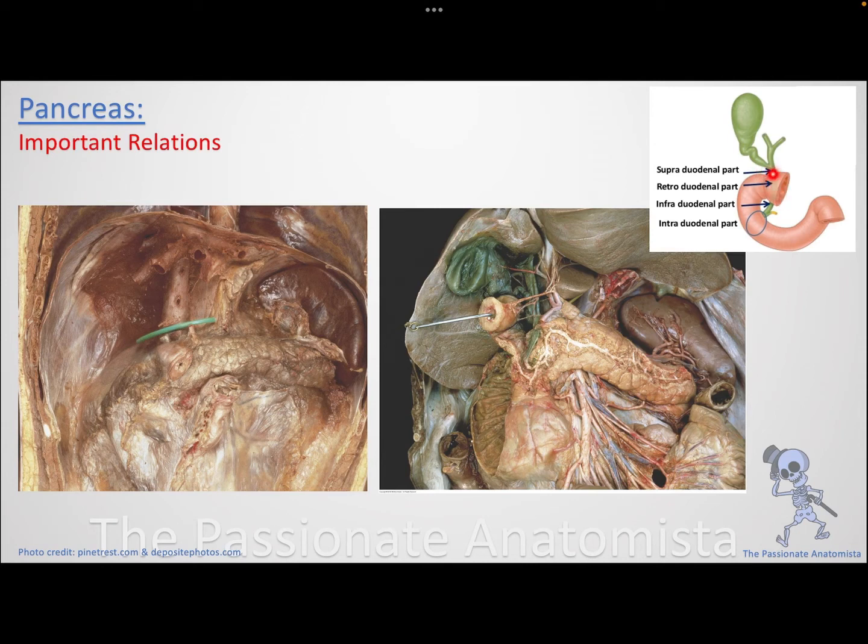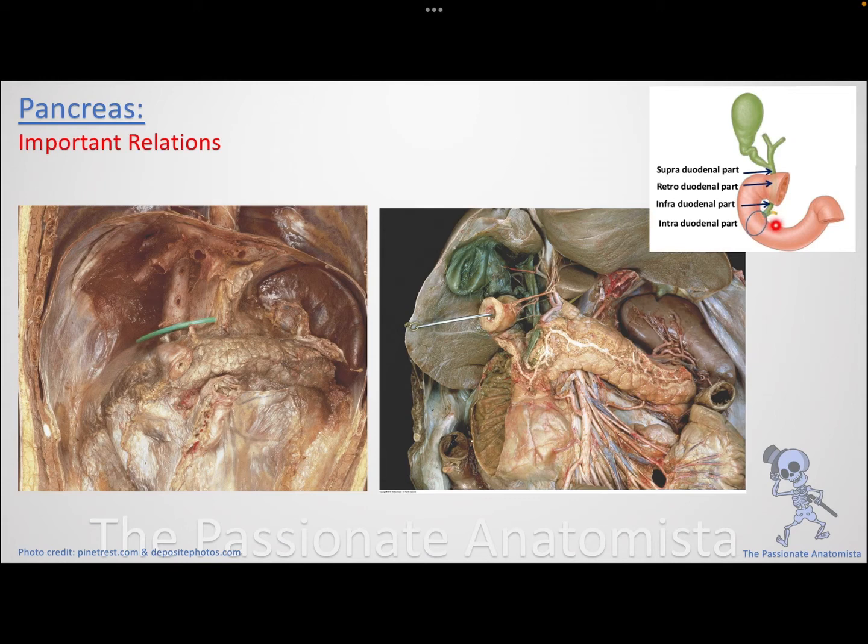And then the common bile duct has a supraduodenal part, and then retroduodenal part, and then infraduodenal part, and then intraduodenal part. This is the way that the bile duct can reach the second part of duodenum to unite with the pancreatic duct, to form the hepatopancreatic ampulla or ampulla of Vater, within the wall of duodenum. And we're going to talk about this concept in the duodenum anatomy of small intestine.